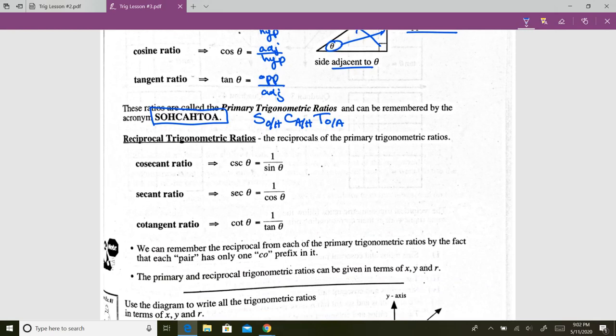Now the new stuff, I'm not sure if it's new, I can't remember, are the reciprocal trig functions, which basically mean you do 1 over the original trig function. So if you do 1 over sine, you get the cosecant, which is abbreviated CSC. If you do 1 over cosine, you get the secant, abbreviated SEC. And 1 over tan gives you the cotan, COT, all right?